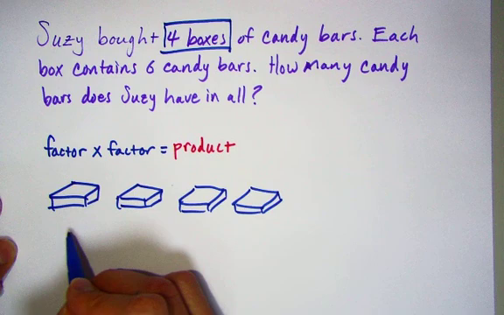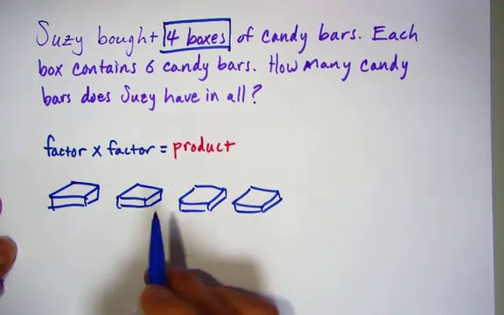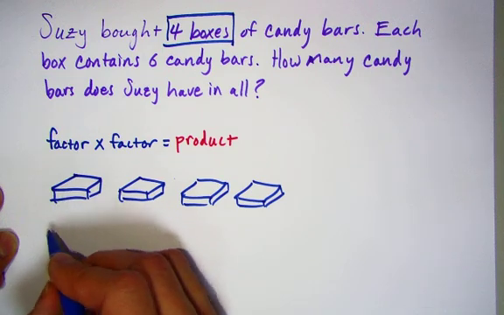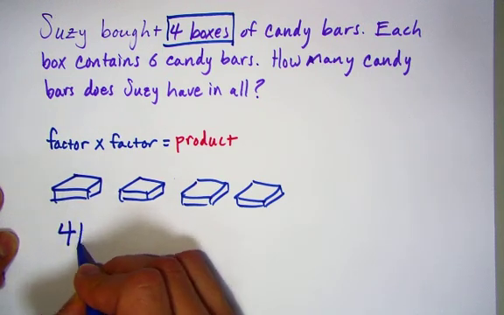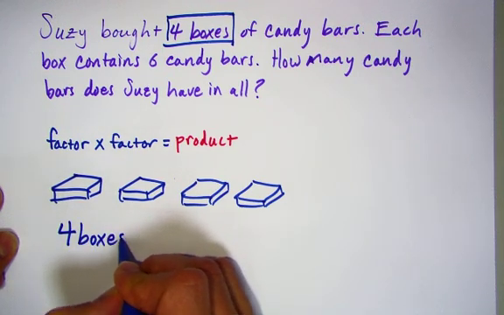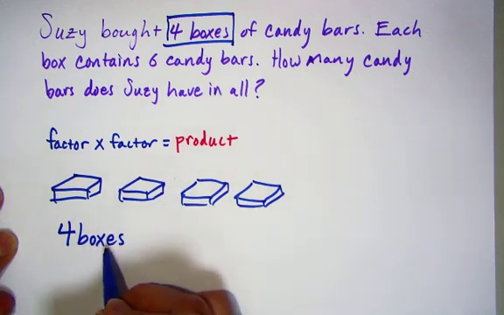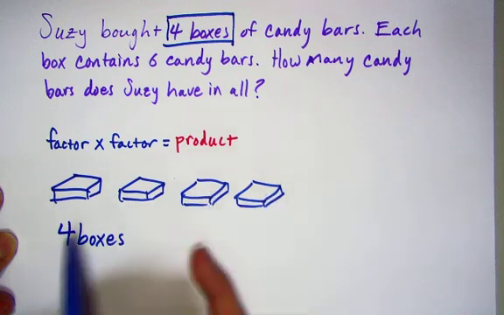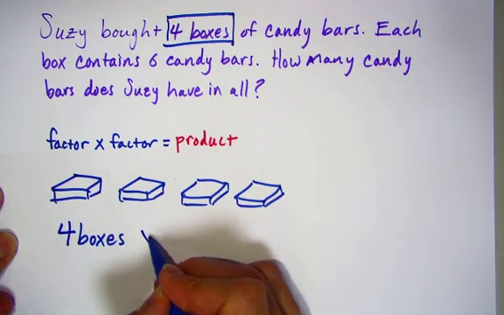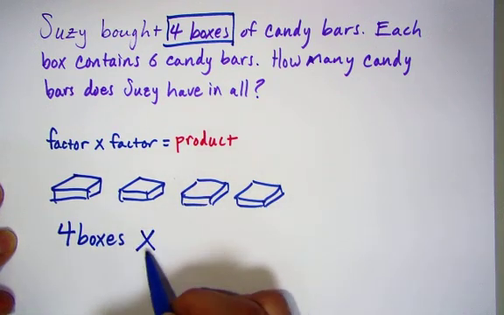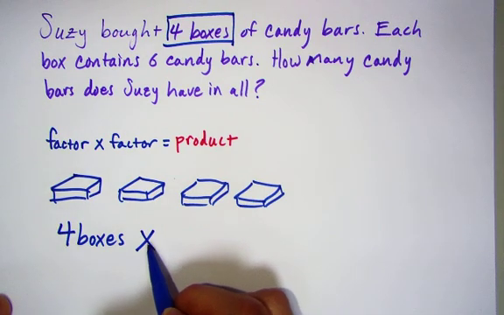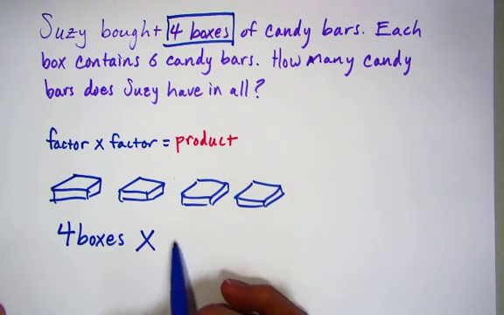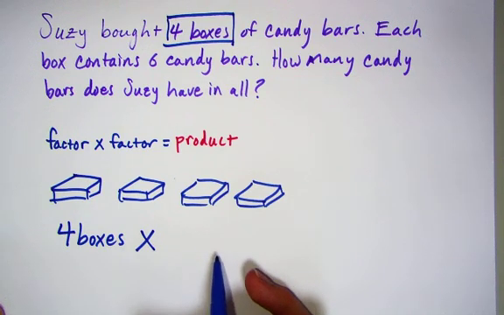Okay, so I'm going to write that right here in a multiplication sentence and label my multiplication sentence. So I have 4 boxes. And those are my equal groups. Right there, it says 4 boxes. There's a picture of 4 boxes. And now I'm going to write my operation, my multiplication symbol. And now I'm going to figure out how many candy bars there are in each box.